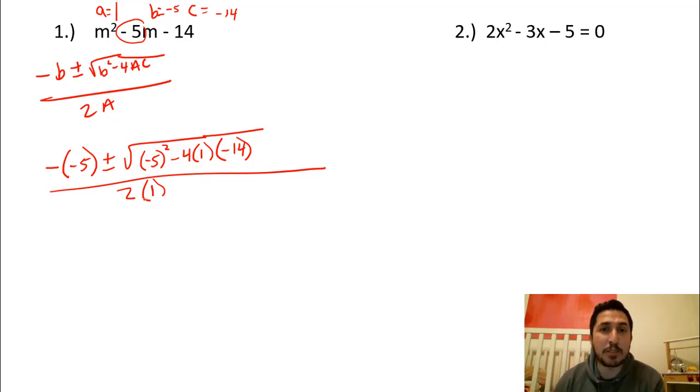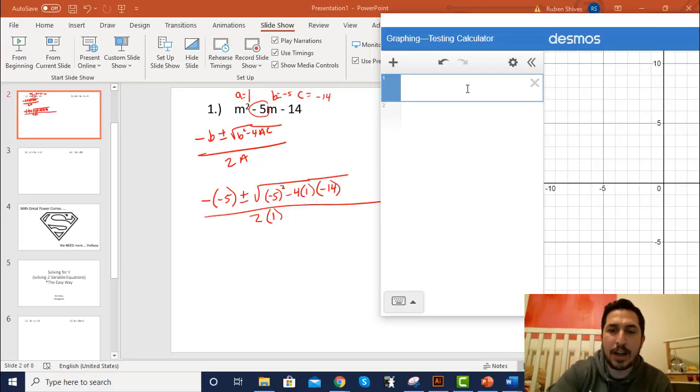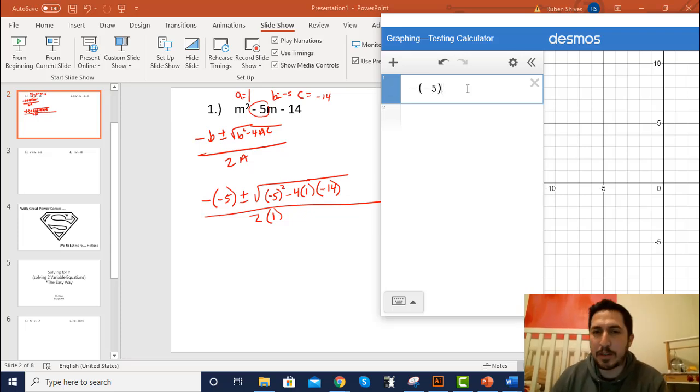I set it up just like this. Now I'm going to type it into my Desmos calculator just like this. Here I go. Here you go. So I've got a minus, a parentheses, negative 5, close it. You see where it says plus or minus? Well, you got to go with each sign at a time.